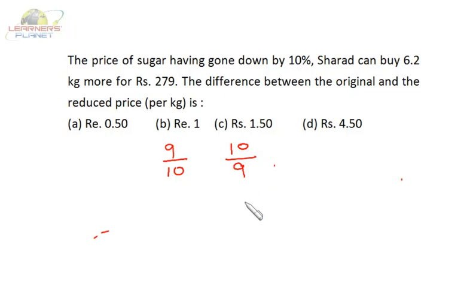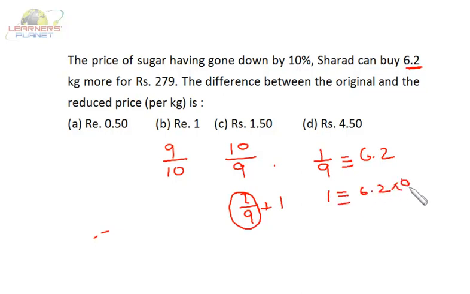That means it is 1 by 9 plus 1. That means 1 by 9 part consumption can be increased, and in this case, 6.2 kilogram consumption is being increased. That means 1 by 9 is equivalent to 6.2. That means the original quantity is 6.2 into 9.